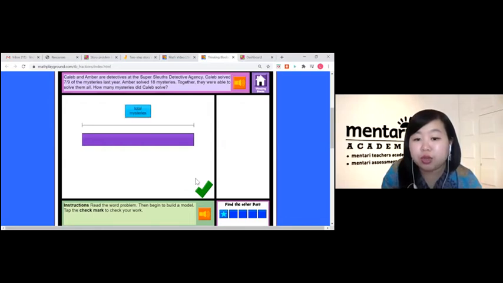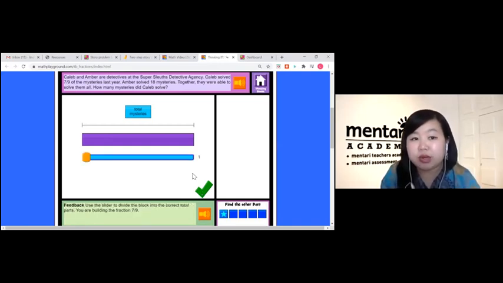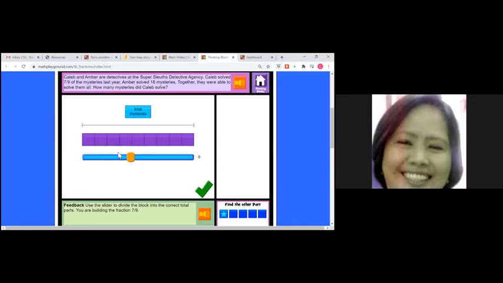So always start with one whole. That's the main idea, right? You always start with one whole rectangle, and then you will divide it into the different parts. Use the slider to divide the block into the correct total parts. You are building the fraction 7/9. So use the same prompts. How many equal parts do you need? 9 equal parts.